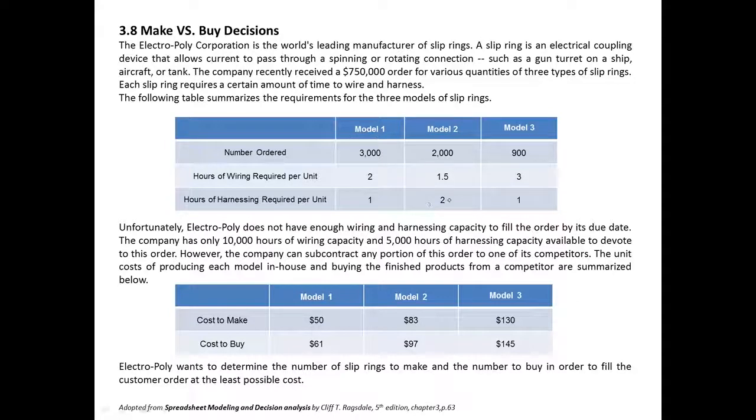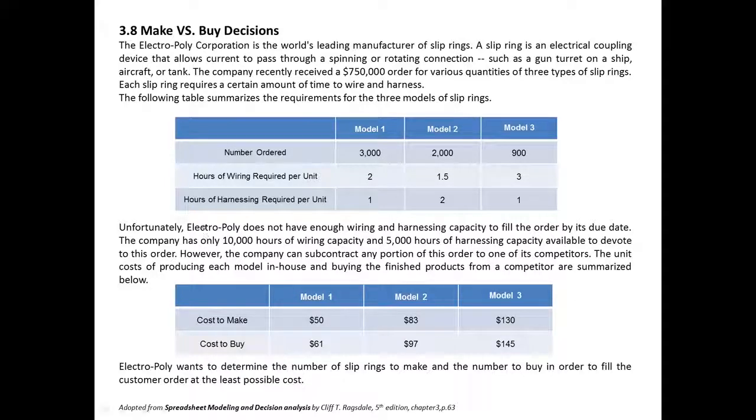Then this following table summarizes the requirement of the three models of slip rings. First row is the number ordered. Okay, that means we need to fulfill those orders. And the second and the third row give the unit of resources, the wiring hours and the harnessing hours, required to manufacture models 1, 2, and 3. These are the same as the tubing, labor, and pumps resources in the Blue Ridge hardtop problem.